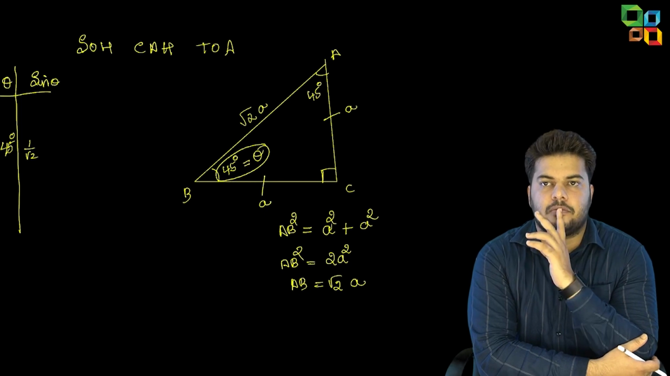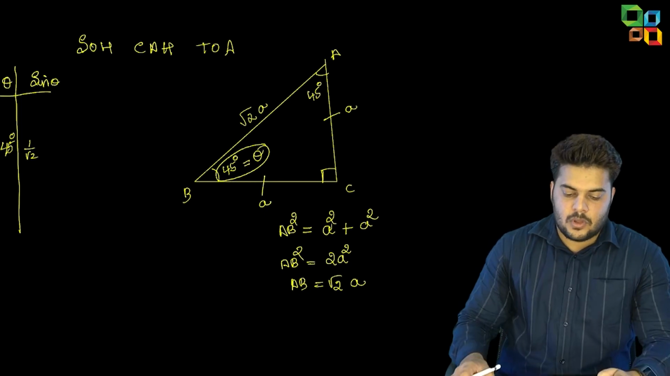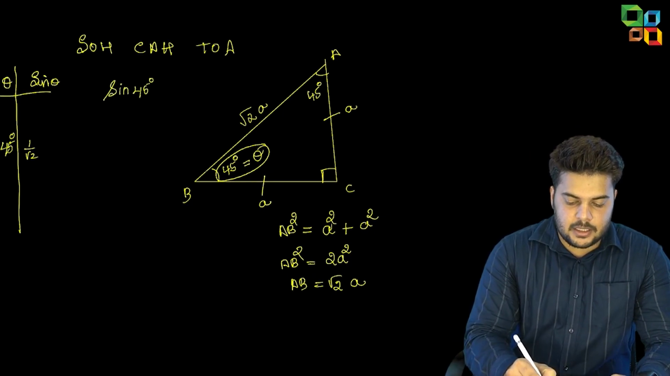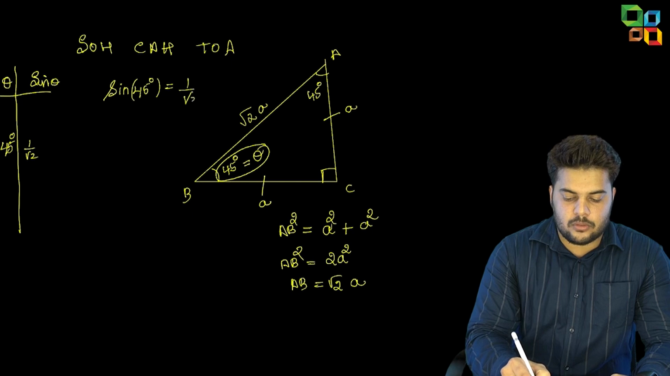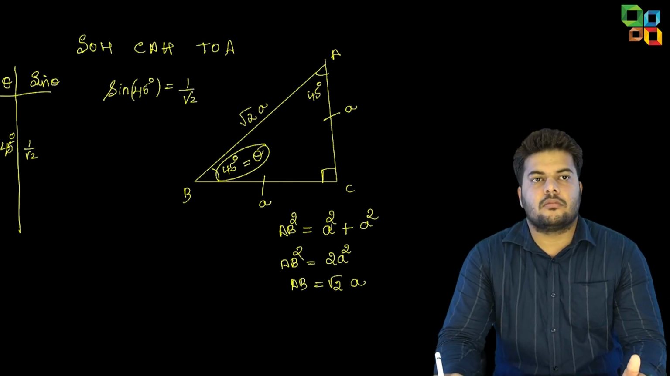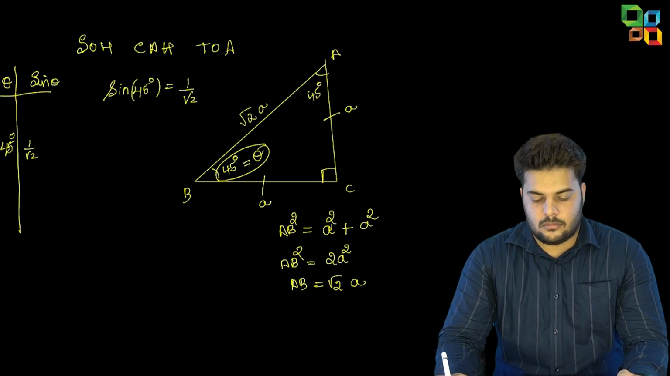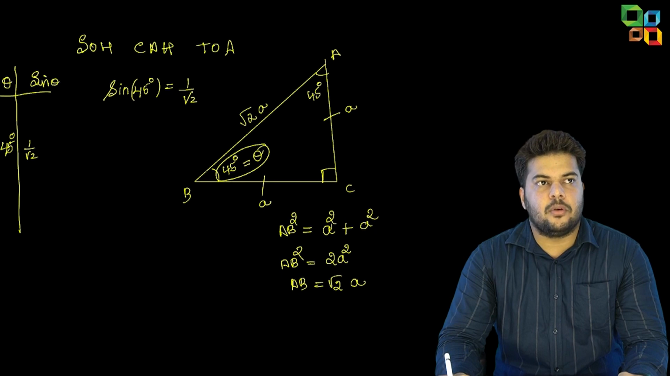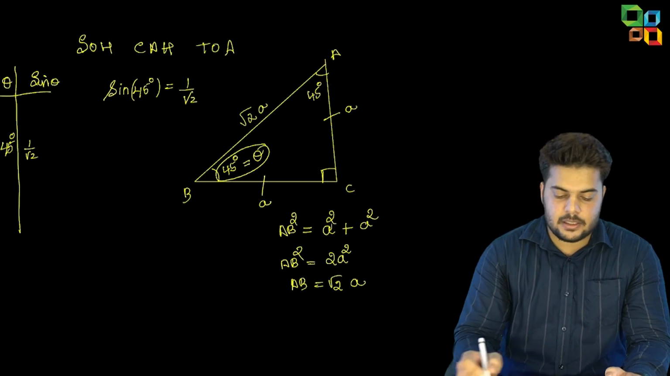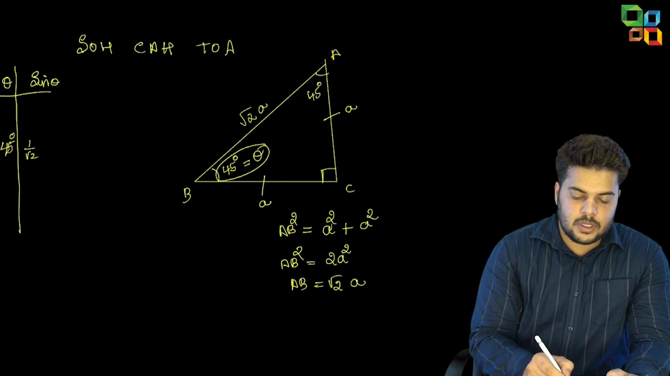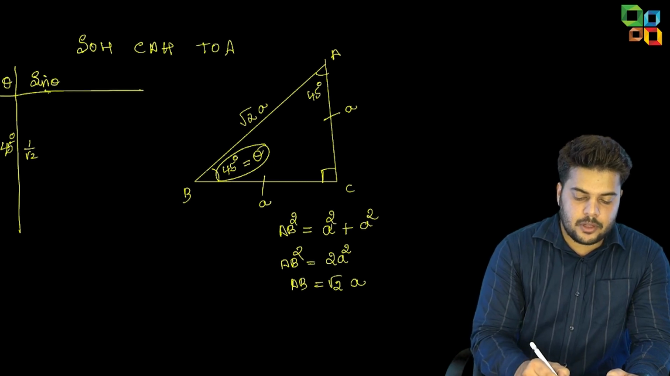So how do we write that mathematically? Like sine of 45 equals 1 by root 2? Yeah, that's how we write it. We write it as sine of 45 degrees is 1 over root 2. That's the value. What about the cosine of 45 degrees? Let's extend this table a little bit. What is cosine of 45 degrees?